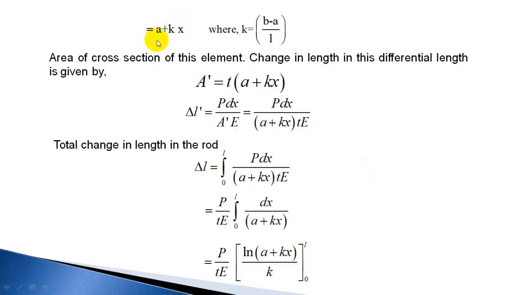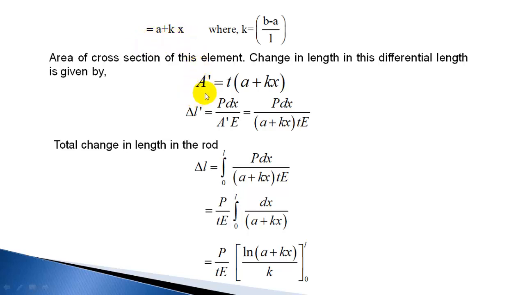So width at a distance x is a plus kx. I am writing (b minus a) by L as k. (b minus a) by L is replaced by k, so you can write the width as a plus kx. That is only to reduce the work. Instead of keeping (b minus a) by L, I have written it as k. So width at a distance x is a plus kx.